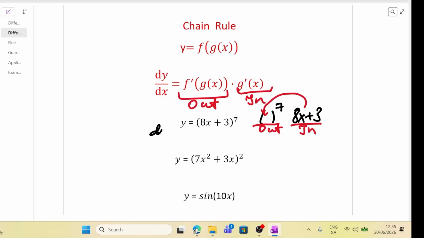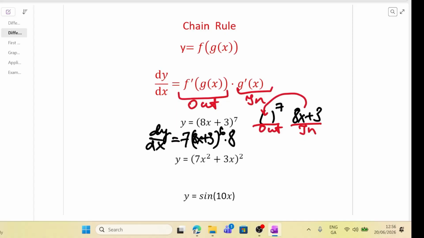Okay, so I take dy over dx, and then I differentiate the power. So I bring the power to the front, the inside stays the same, so it will be 8x plus 3, and then I reduce the power by 1, so that gives me 6, and then I multiply that by the derivative of the inside, which is just 8. And then of course I could simplify more, but in this video it's all about understanding the chain rule.